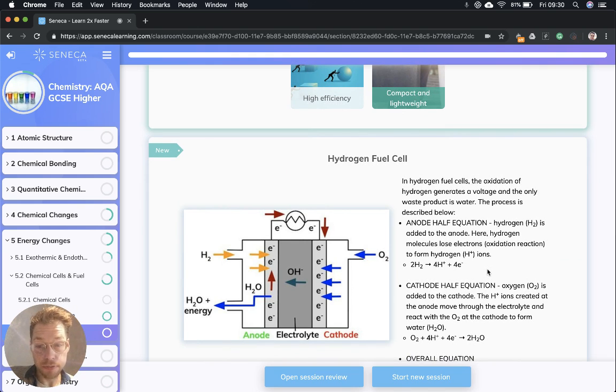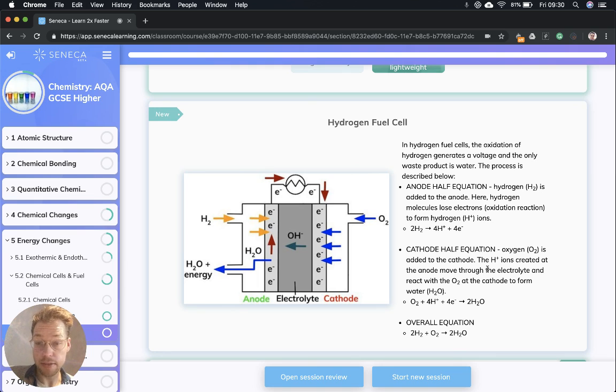Like any cell, there's going to be a positive and negative electrode. Do you remember the specific names for positive and negative electrodes? Positive electrode is an anode and a negative electrode is a cathode. So what happens at the anode? Basically, the anode is where the hydrogen reacts, and hydrogen loses electrons and oxidation is loss. So it's an oxidation reaction.